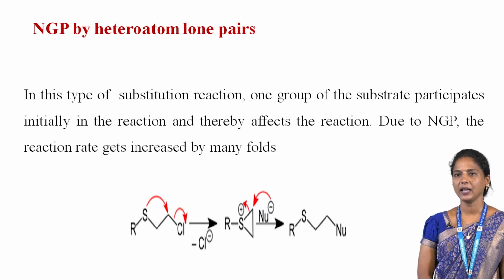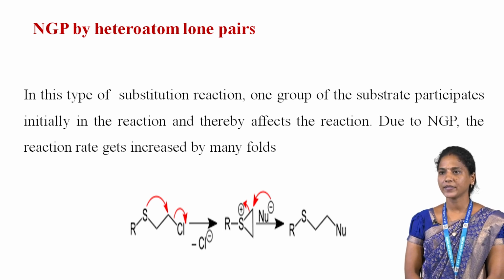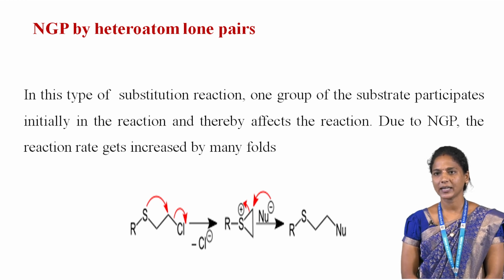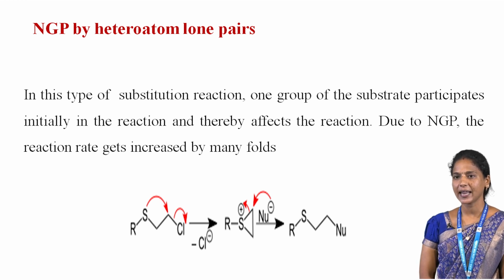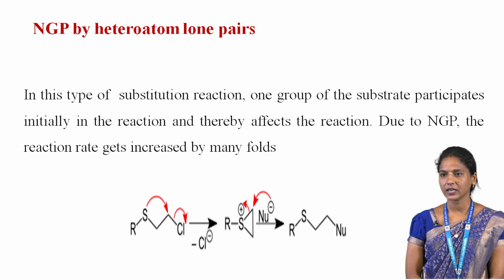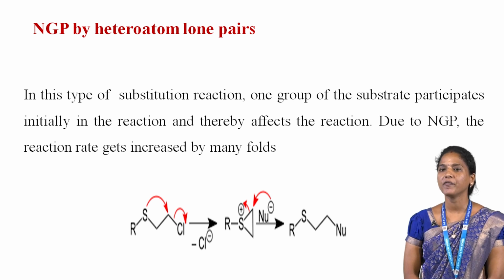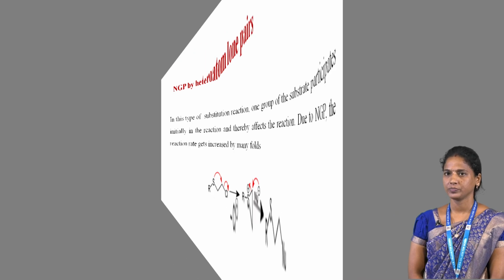Neighboring group participation by heteroatom lone pairs. In this type of substitution reaction, one group of the substrate participates initially in the reaction, thereby affecting the reaction. Due to neighboring group participation, the reaction rate gets increased many folds. A classical example of neighboring group participation is the reaction of sulfur or nitrogen with a nucleophile. The rate of reaction is much higher for the sulfur mustard and a nucleophile than it would be for a primary and secondary alkyl chloride without a heteroatom.